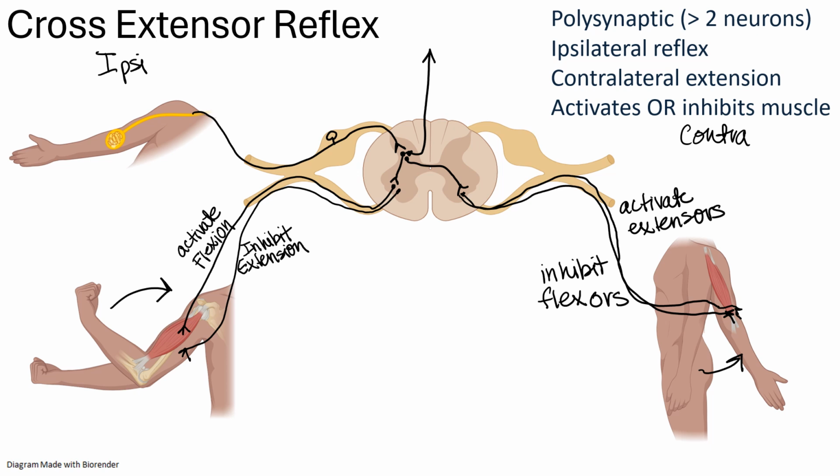So this reflex is a great example of contralateral and ipsilateral. And this reflex addresses activation and inhibition. And finally, this reflex is absolutely polysynaptic because it involves way more than two neurons.